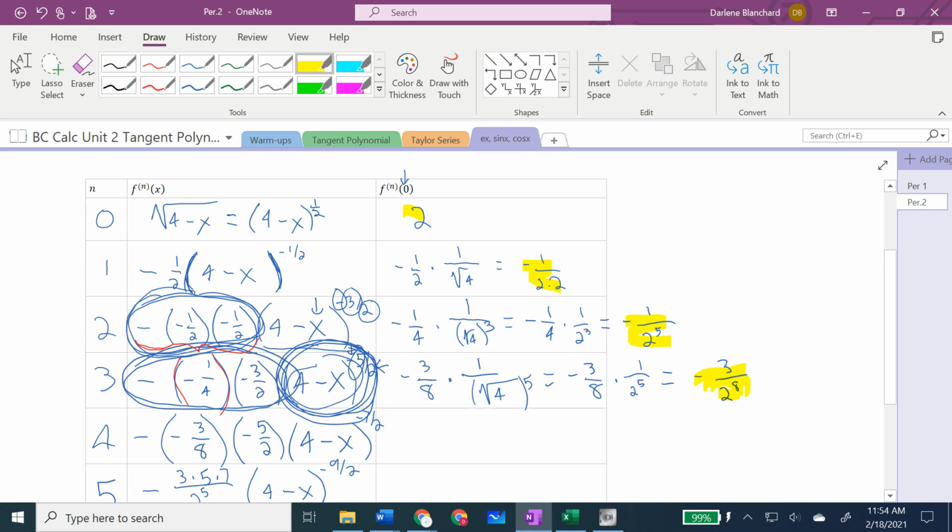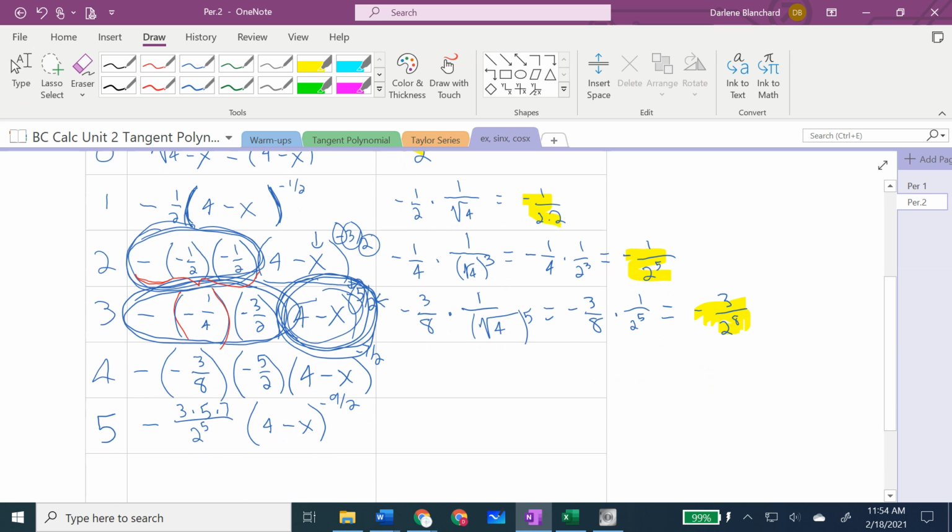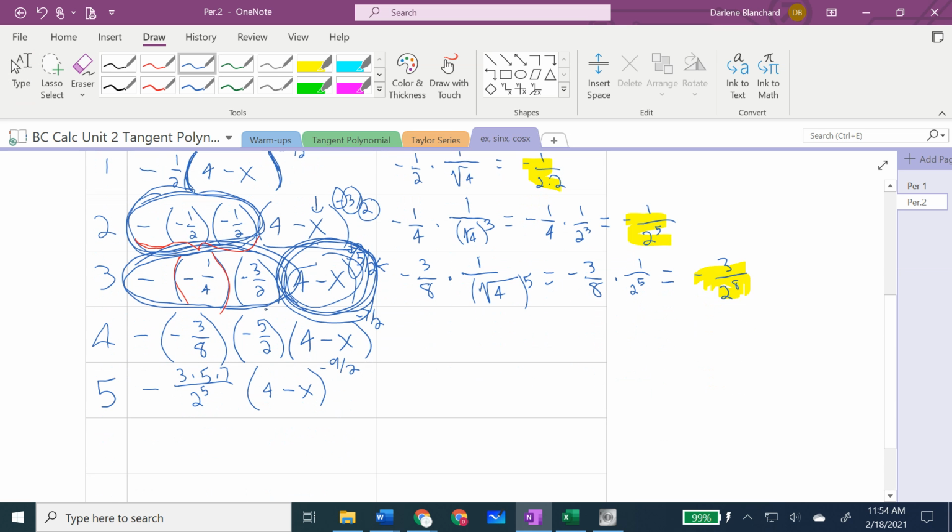Okay. Then I have the constant multiple over here is negative. Numerator is 3 times 5. Denominator is 2 to the 4th power. And then by plugging 0 in, I get 1 over, because of the negative exponent, I plug in 0 and I get 4. Square root of 4 is 2 to the 7th power.